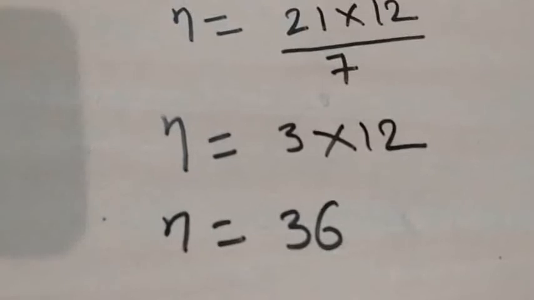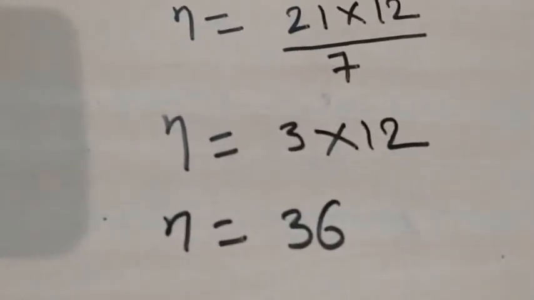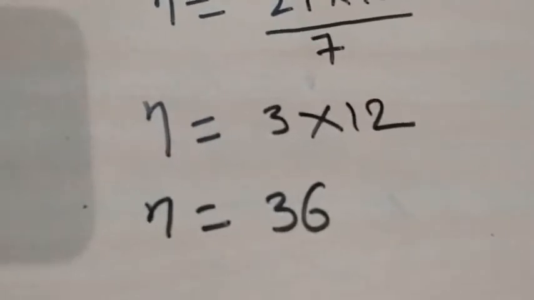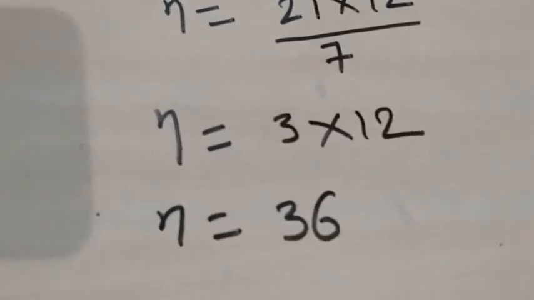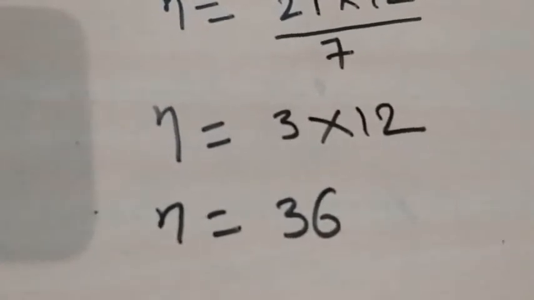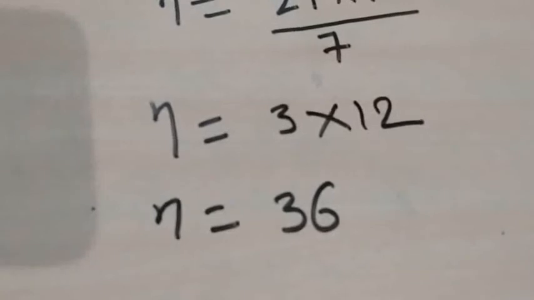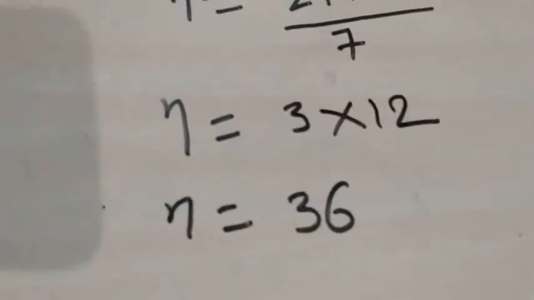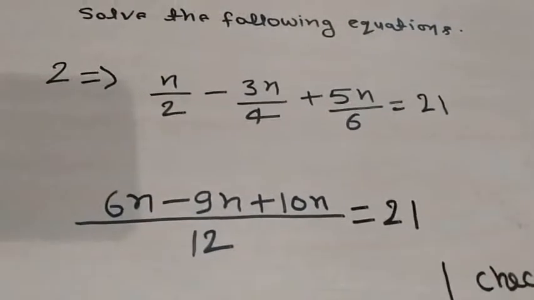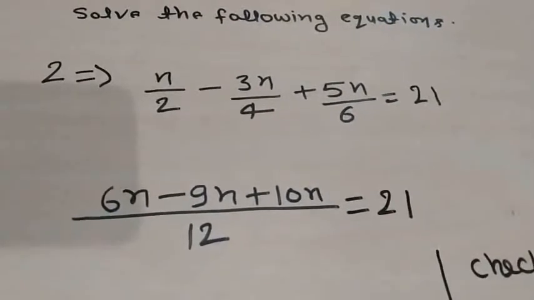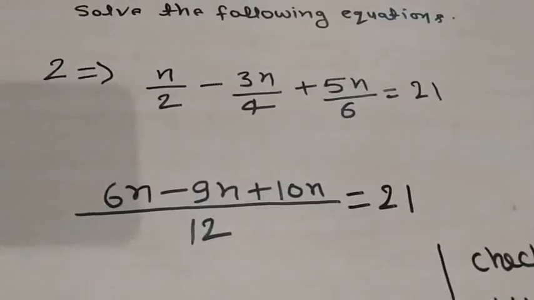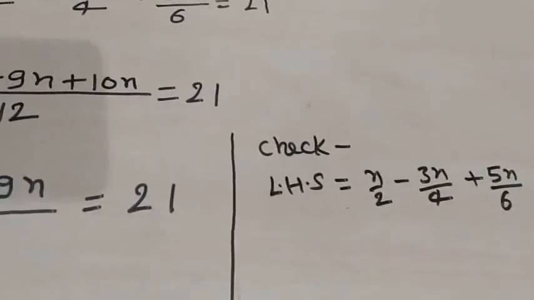If you want to check whether your solution n is equal to 36 is right or wrong, put the value of n in the given equation. Okay, and if the left hand side is equal to the right hand side, then this value of n is right. If the left hand side is not equal to the right hand side, it means that our solution is wrong. So we are going to check whether n is equal to 36 is the right solution or the wrong solution.